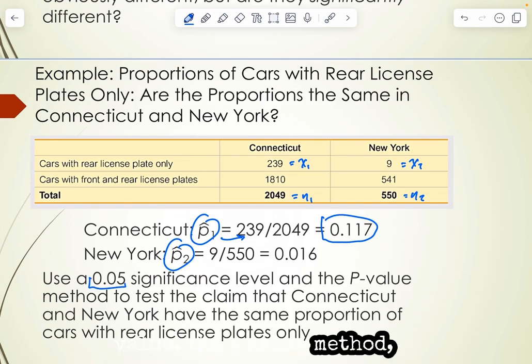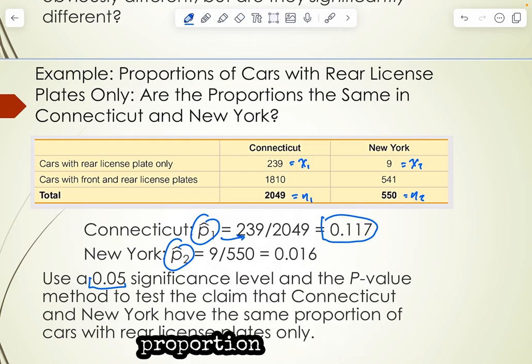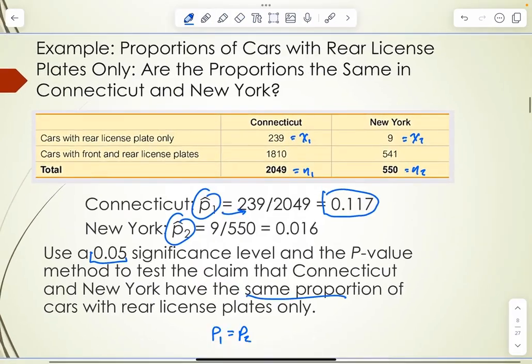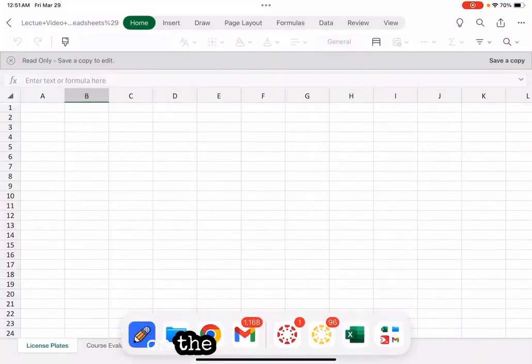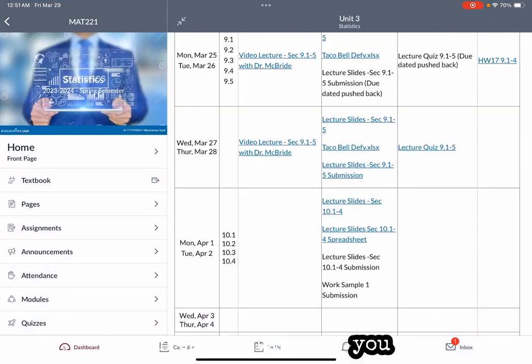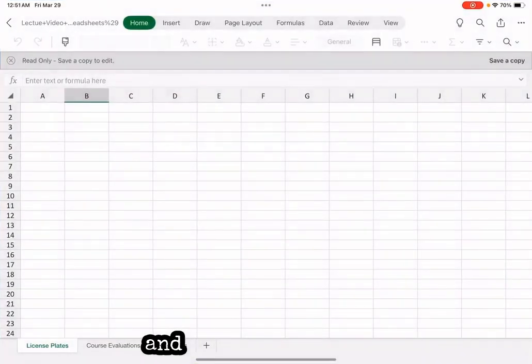The p-value method is the only method we use to test the claim that Connecticut and New York have the same proportion of cars with rear license plates only. All right, let's get Excel open. On the Canvas app, you'll see in the home page there's a spreadsheet that you can download. I have downloaded that and shared it to Excel, and this is what I'm going to use.